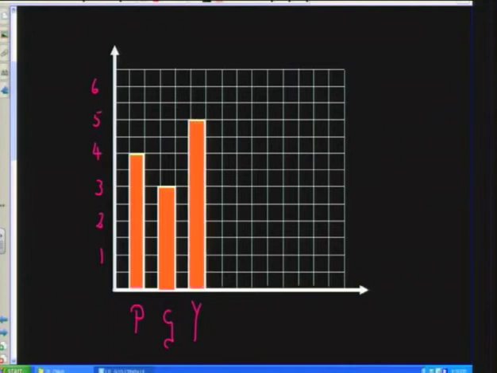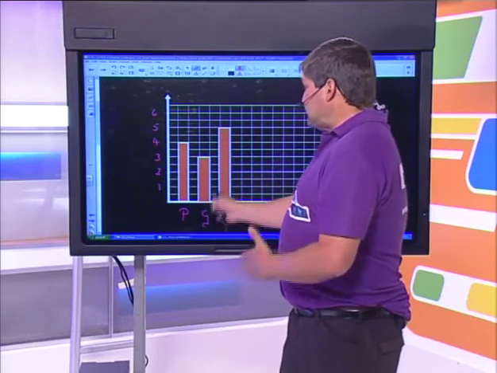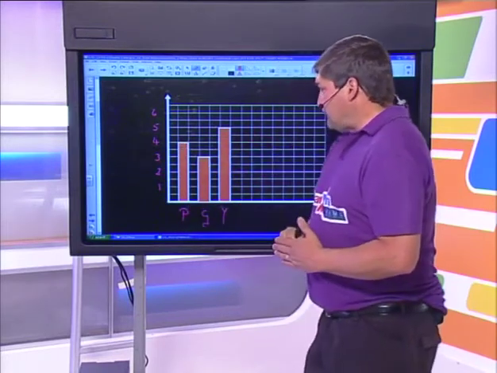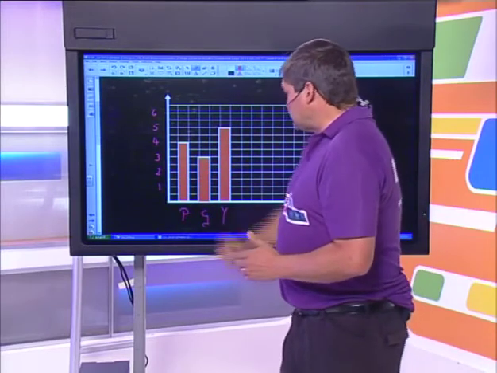Right, folks, let's have a look at this. First of all, I've got different bars. Every bar represents my colors. So purple, you can see straight away, I've got 4 purple Smarties. Green, I've got 3. Yellow, I've got 5.